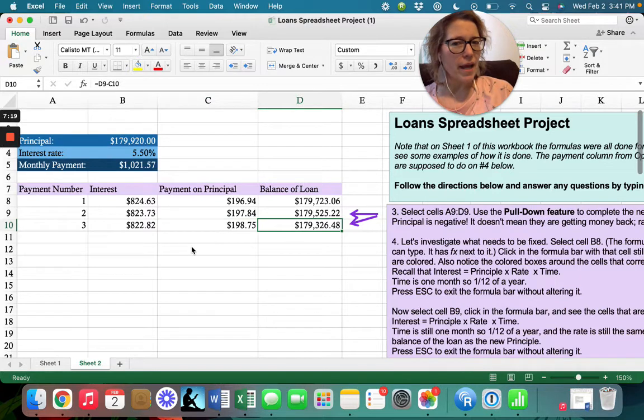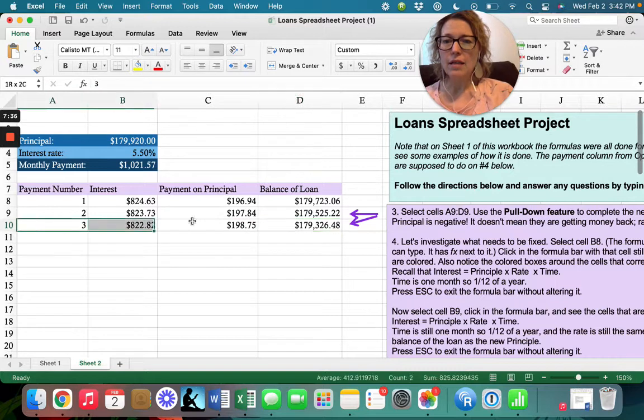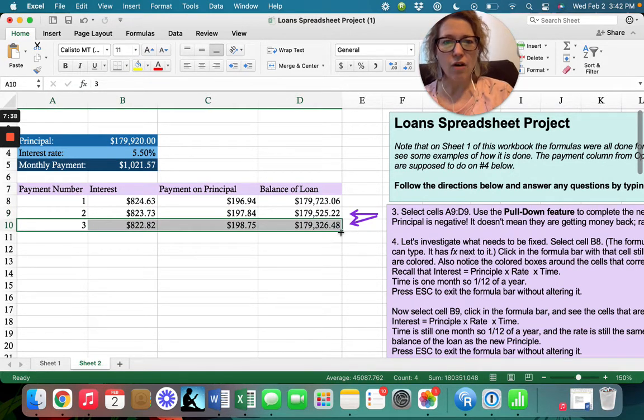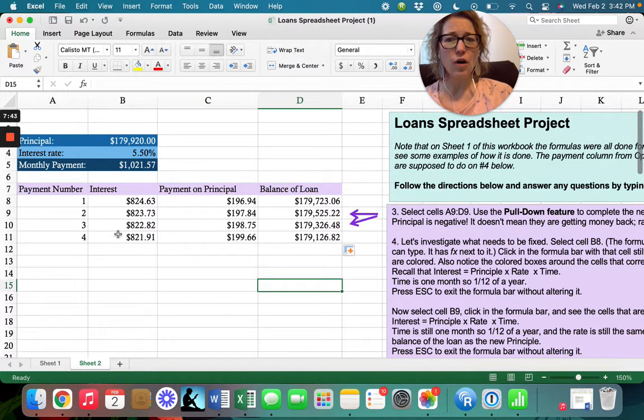And when I look at the balance of the loan, I can even click on it and see, okay, that's last month's balance minus the principal. That looks good. And when I move down to the next row, I'm going to want that to move down with me. So that's fine. I hit escape to get out of that. And let's try pulling this down and see if all is well. Hey, those all look good.